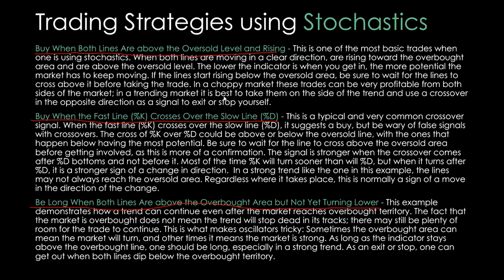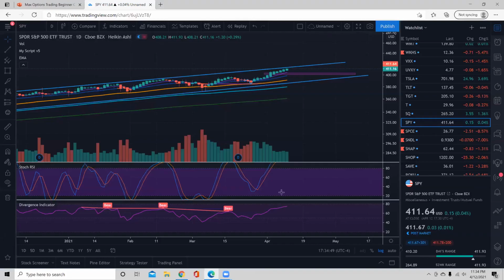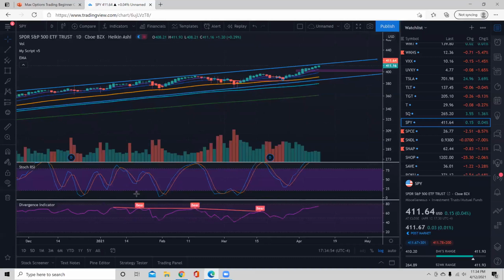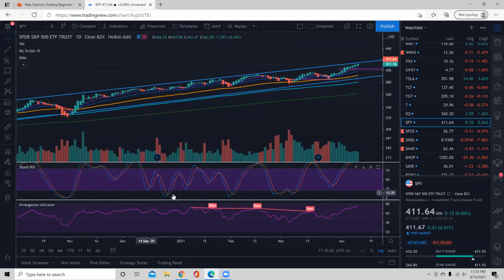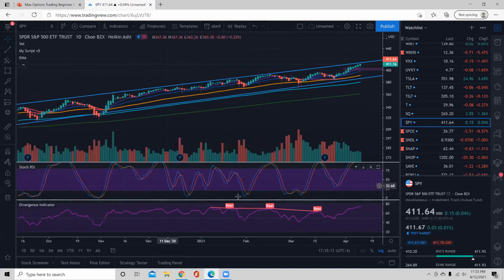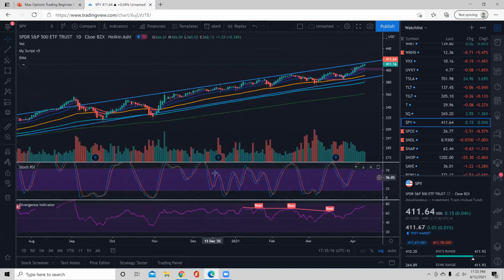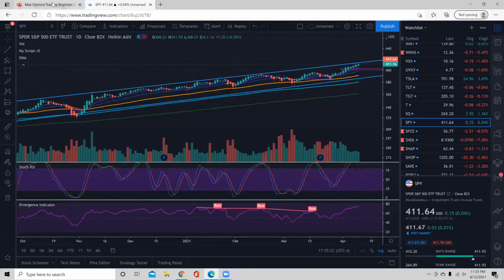Okay, so the first one, let's look when both are above the oversold level and rising. If we look at the stochastics here, the oversold level for me is 20. So when both are above the oversold and rising, like right here, you'll see that it hasn't broken back below the oversold territory at all. It's just above and rising, and this is a sign of strength. At no point did it break below or flatten out, so at no point was any weakness in momentum showing. You could also see the inverse head and shoulders here on the stochastics. So that's what it's referring to right there.